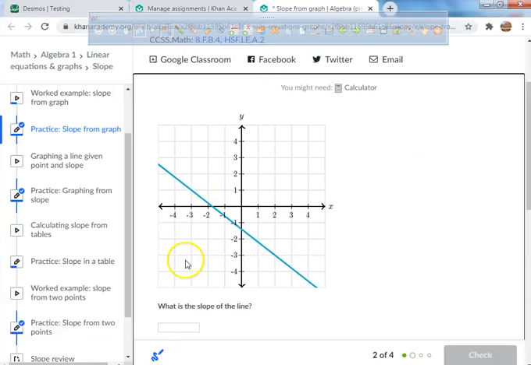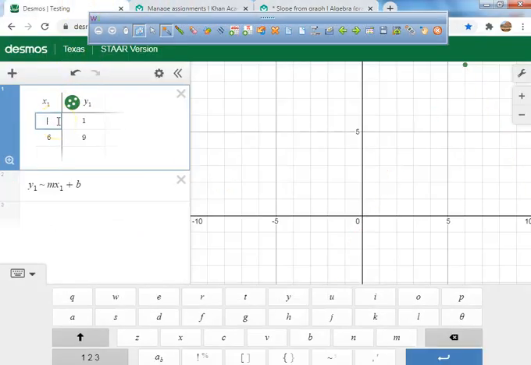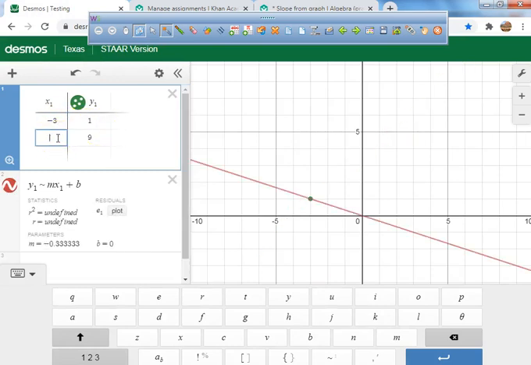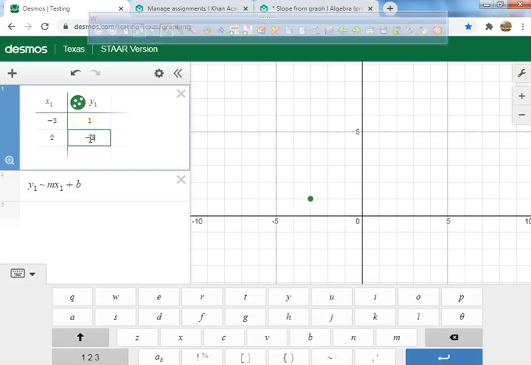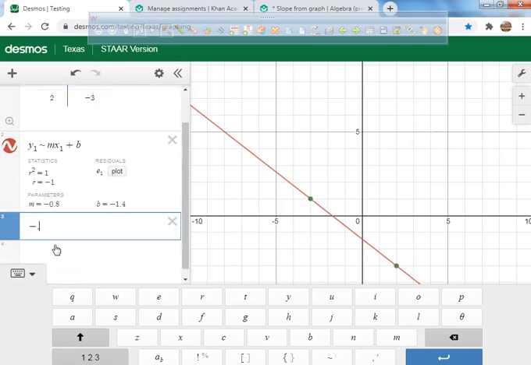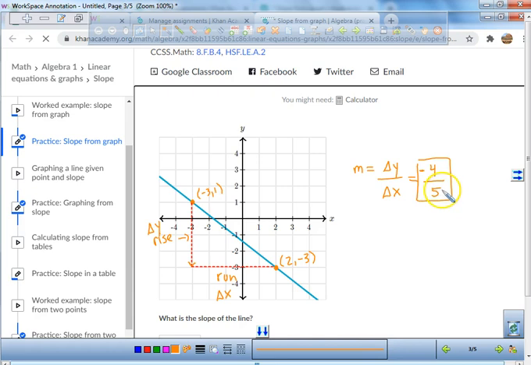-3, 1, 2, -3. Watch what we do here. Ready? We go back to Desmos real quick. One of them we said was what? -3, 1. And what was the other one? 2, -3. Do you guys see the -0.8? -0.8. What is that fraction? We should know it. What is it? It's the same thing that we got from doing it by hand.